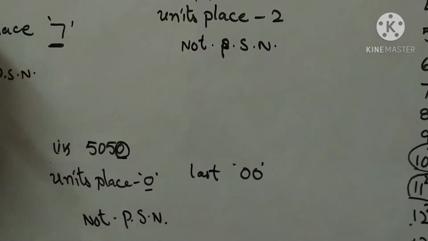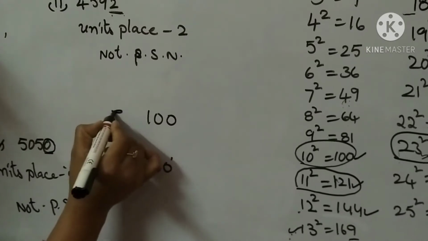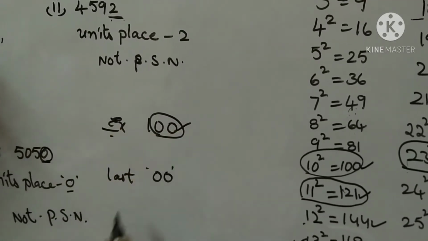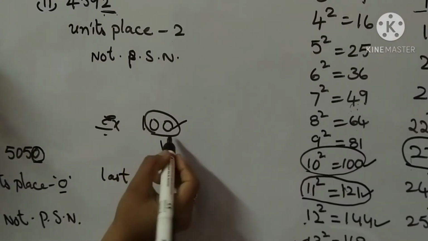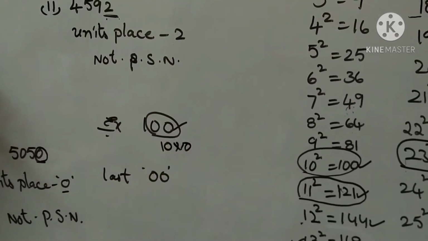Okay children, did you understand? For example, 100. Example 100. Here the last 2 digits are 2 zeros. So it is a perfect square number. It is 10 into 10; 10 tens are 100.